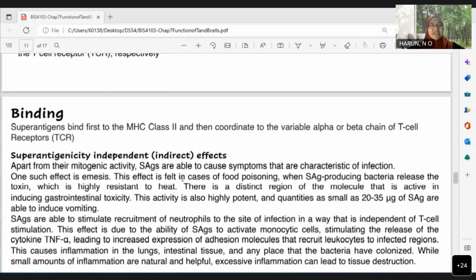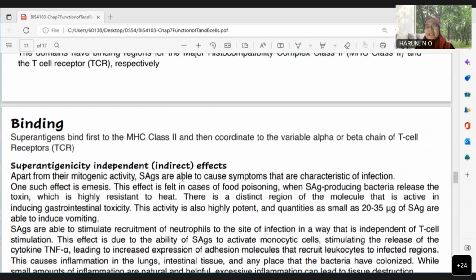super antigens bind first to the MHC class 2. Sebab the MHC class 2, dia punya T-cell sentinel bar adalah the CD4+. And then coordinate to the variable alpha or beta chain of the T cell receptor. So this is how dia punya first target. Okay, this particular super antigen, ataupun the invaders or even the pathogens, they have their own targets, which cells that they want to target first ataupun which part they are looking for.